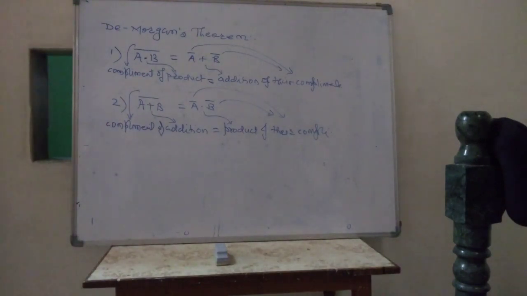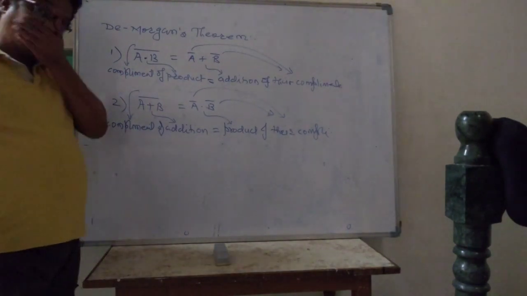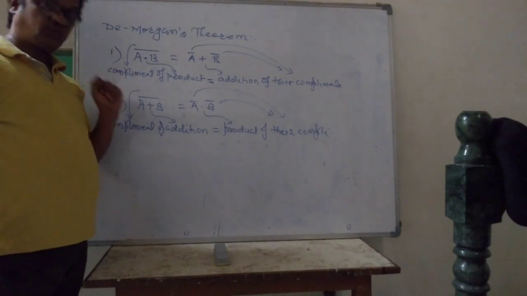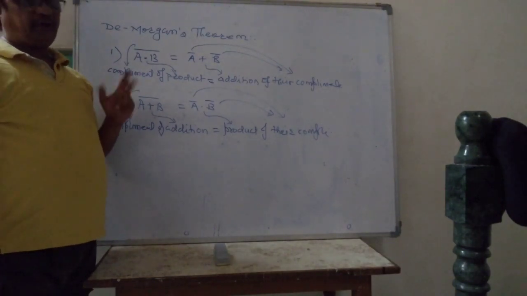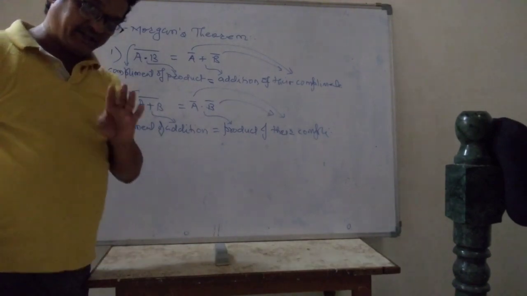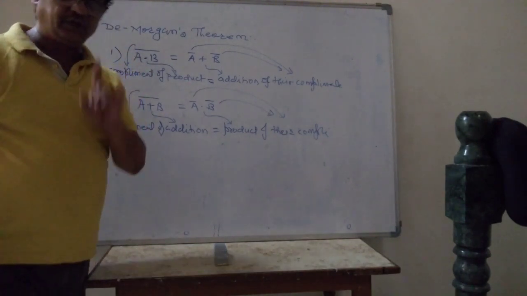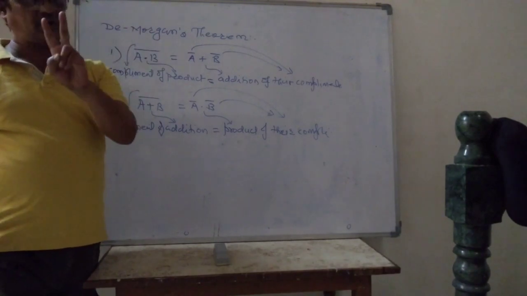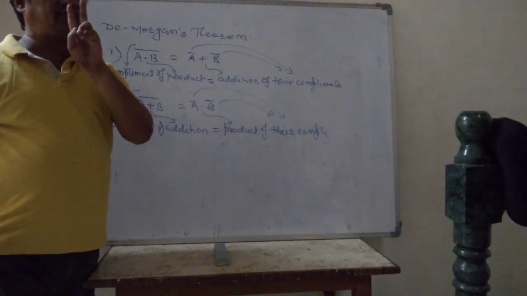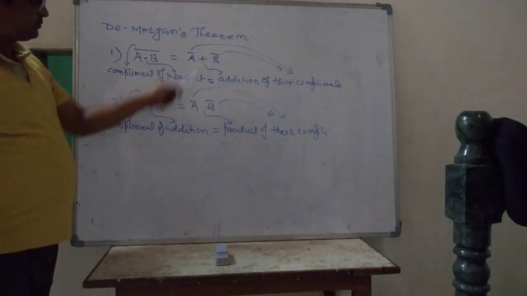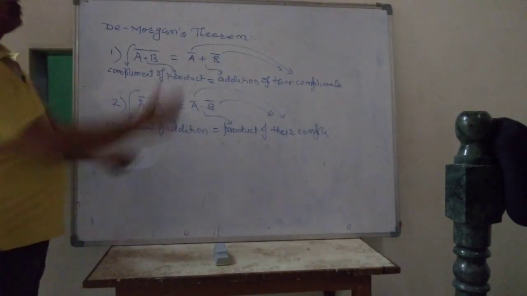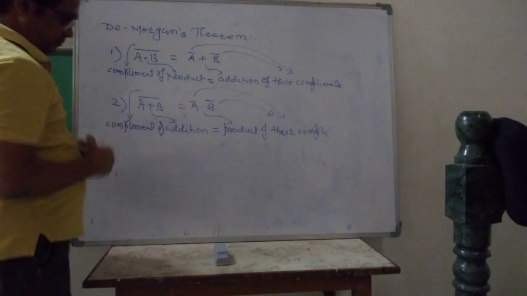So these two are known as De Morgan's theorem. Using these two theorems, we will now develop three basic gates, NOT, AND, and OR, using two universal gates, NAND and NOR. I am writing these two concepts on one side of the board.